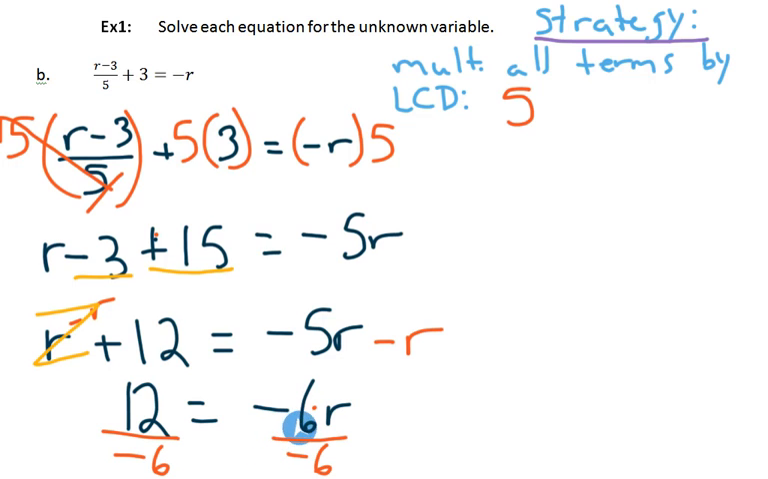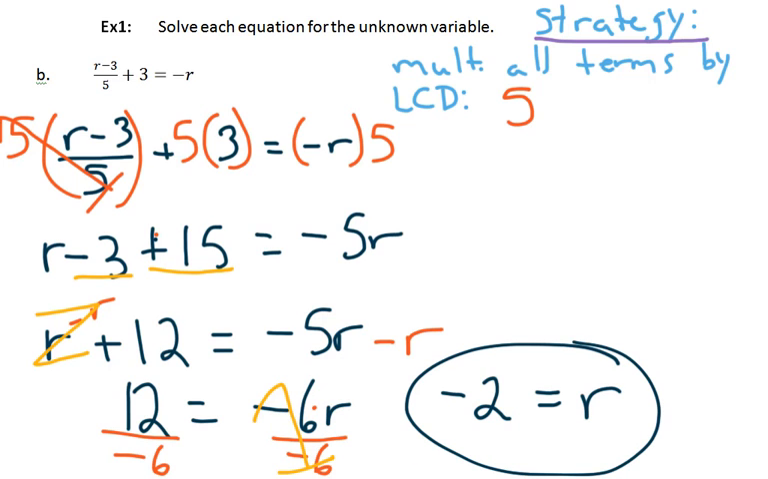So here we had negative 6 divided by negative 6, that will divide out to be 1. Here we have 12 divided by negative 6, that's negative 2. Negative 2 equals, and we're just left with 1r, or just r. So r is equal to negative 2.